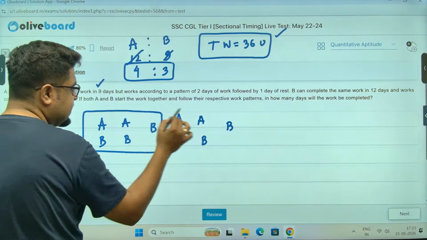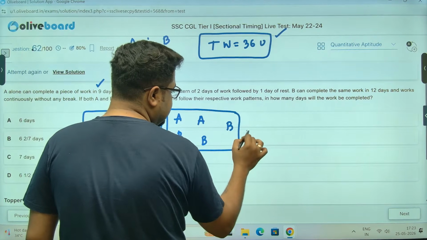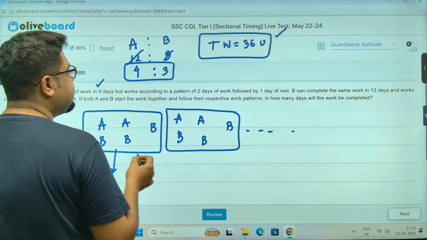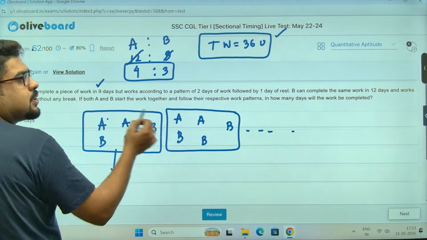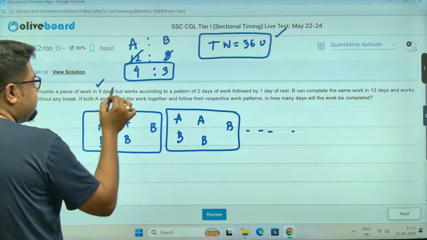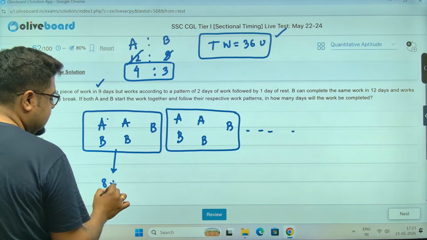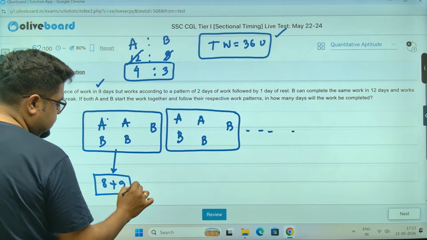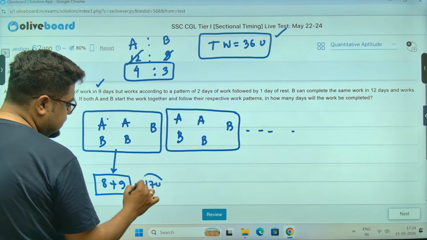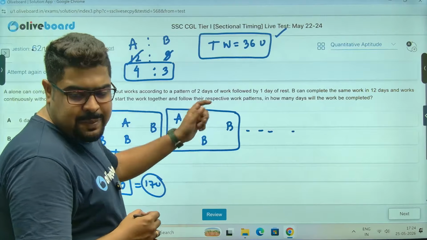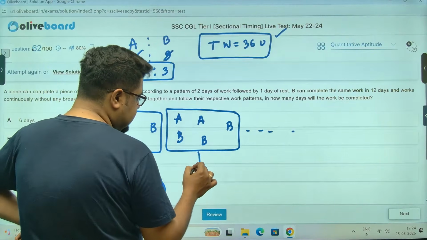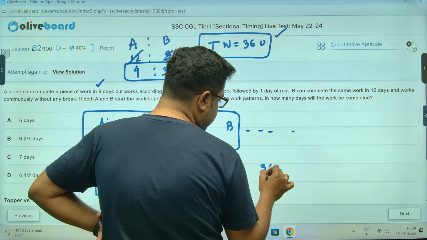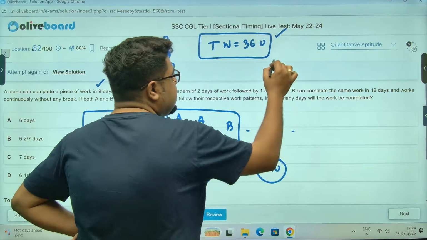So these are your packets. Every packet of 3 days, how much work is being done? A is working 2 days, B is working 3 days. So in 2 days, A will complete 8 units and B will complete 3 threes, 9 units, which will be 17 units. If I take 2 such packets, 17 here, 17 here, so total 34 units are done. 2 units are remaining, sir.